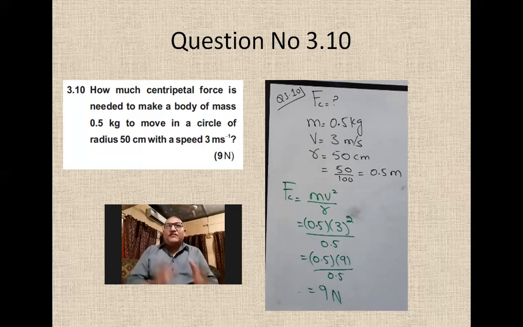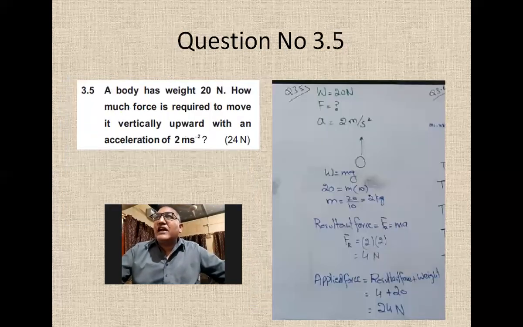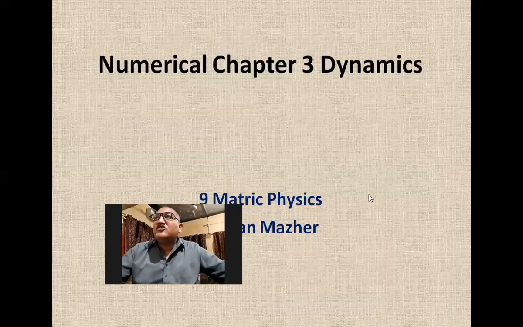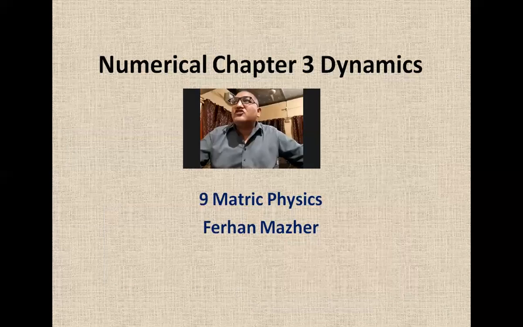So remember the formula, you need to remember the formula of the centripetal force. F equals mv squared divided by r, where m is the mass, v is the velocity, r is the radius of that circle in which the body is rotating. So by this question, we have reached the end of the numericals given in the review exercise.